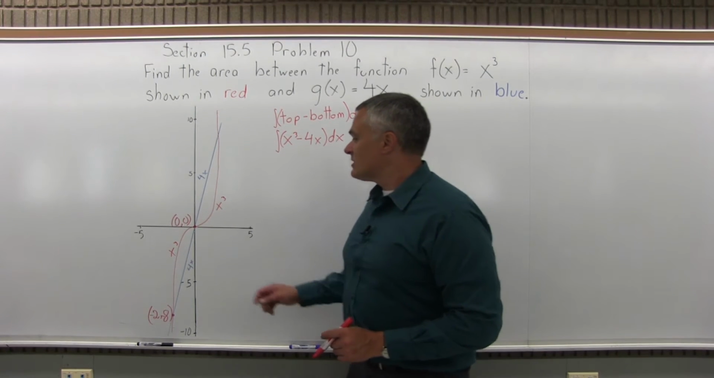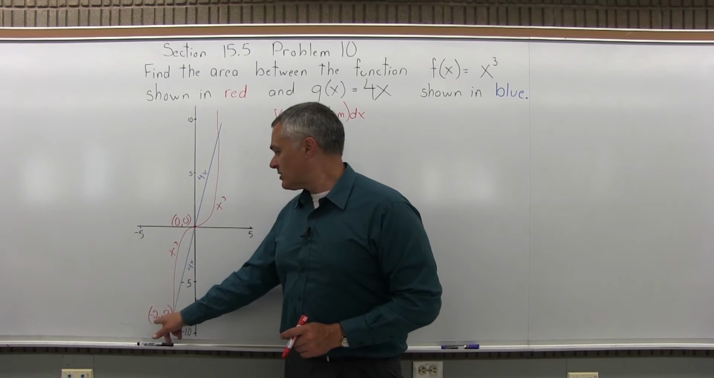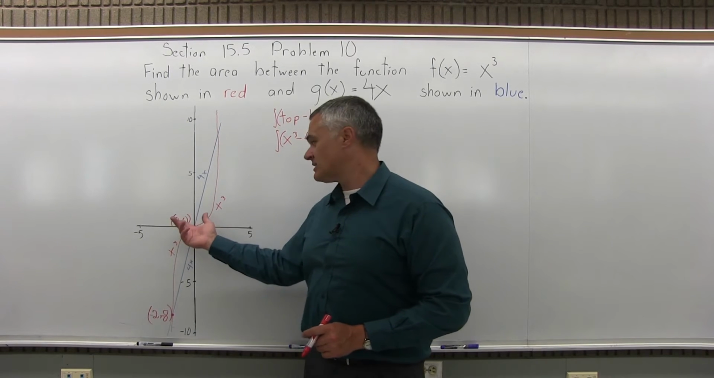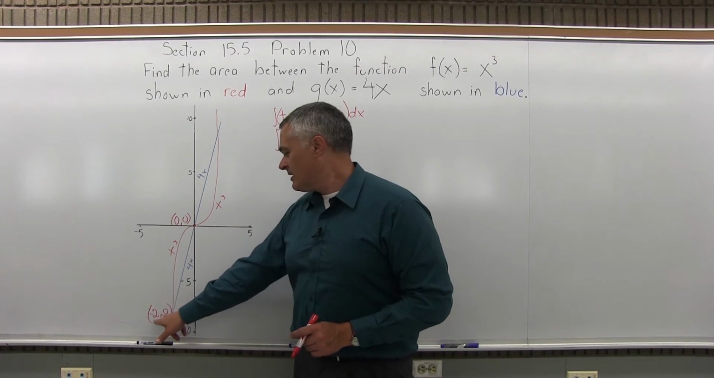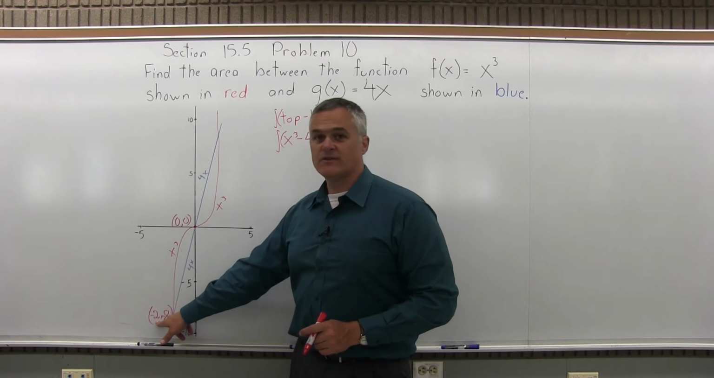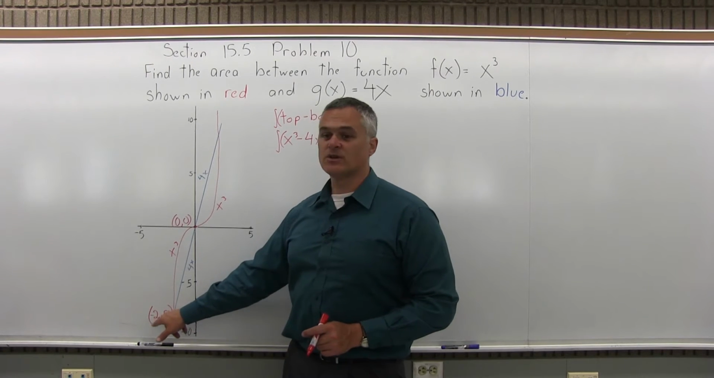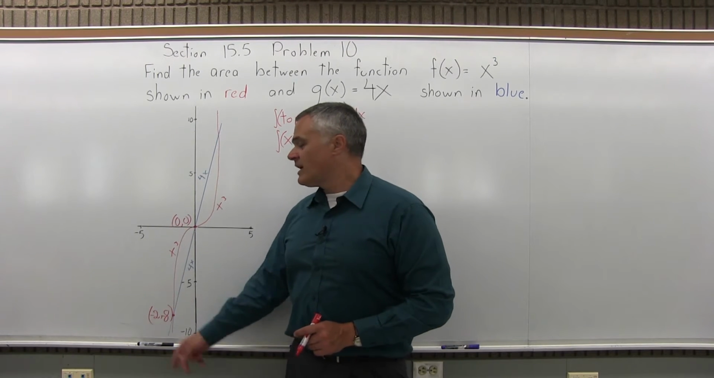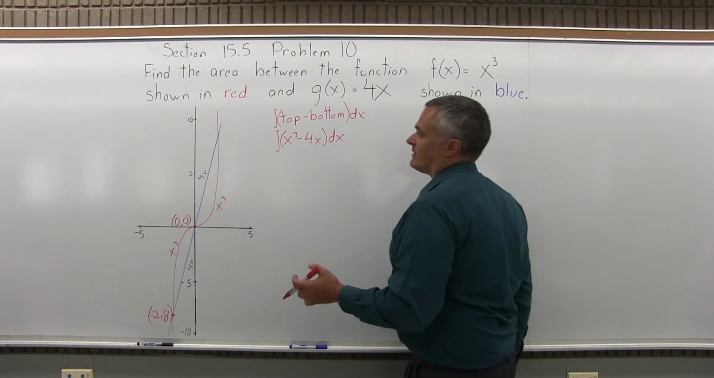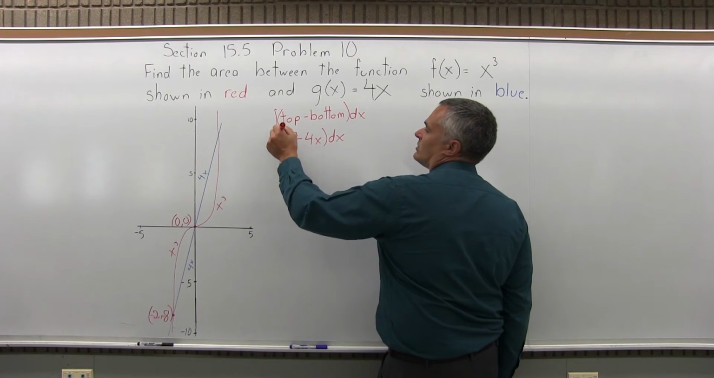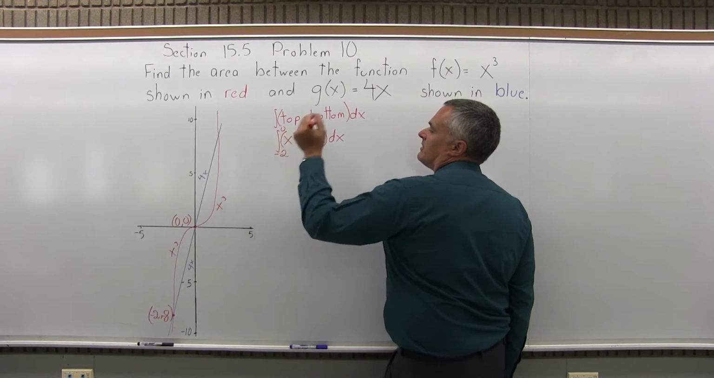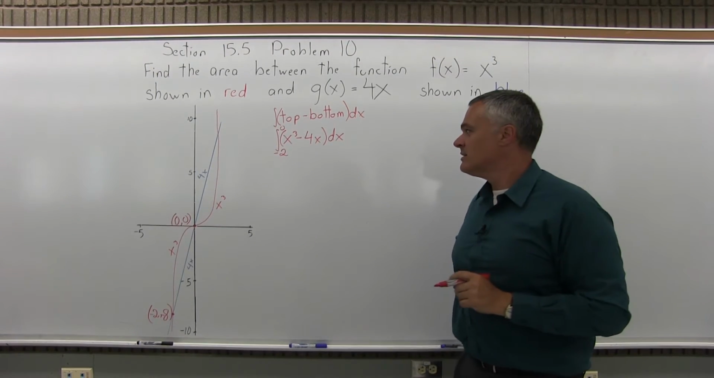So my limits of integration come from the x coordinates of the points of intersection. The 0, 0 doesn't matter if you get the x and y mixed up, but the other point of intersection, -2, -8, will make a difference. It has to be the -2. You want the larger of the two values as your upper limit of integration. 0 is larger than -2, so 0 is the upper limit. -2 is the lower limit.